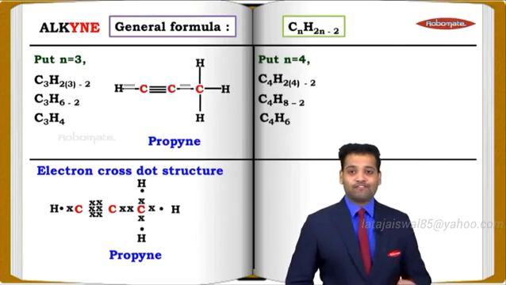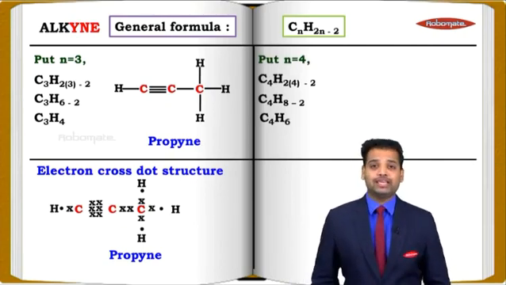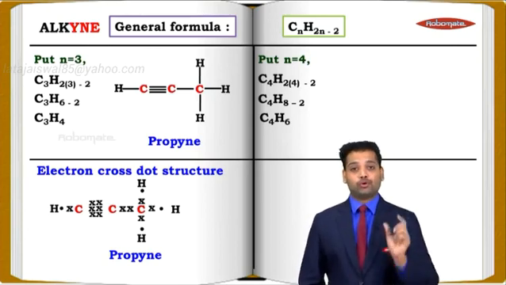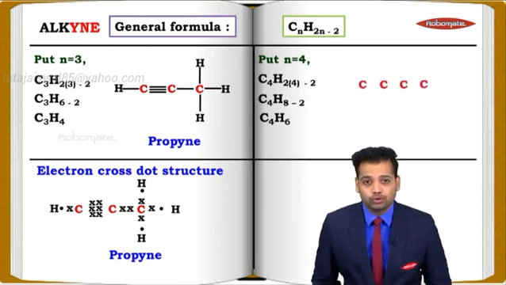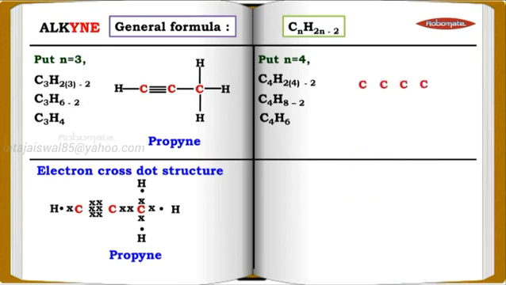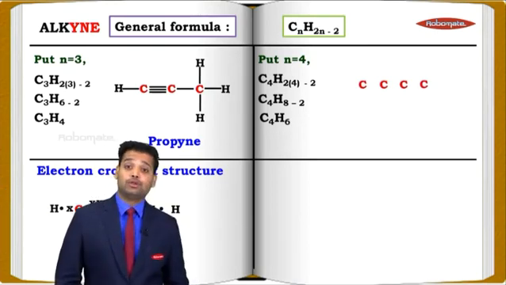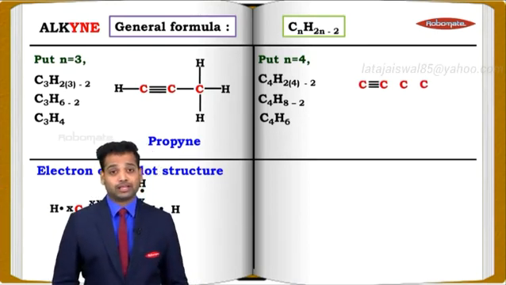So n is equal to 4. What are we drawing now? Butyne. n is equal to 4. The root word for 4 carbons is but. 4 carbons. Now a beautiful butyne would be drawn. And this butyne would look something like this.